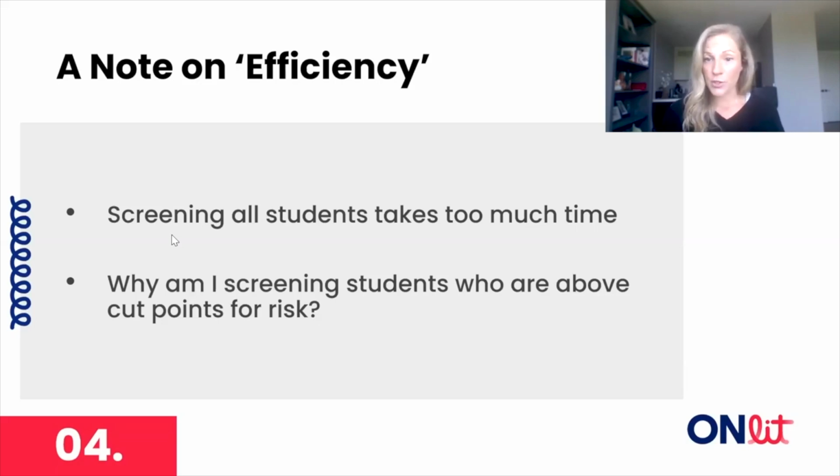In efforts to decrease testing time, it is often asked by teachers and school-based administrators, why do we have to screen students who have already demonstrated they are at or above cut points for risk? If we screen students at the beginning of the year and don't screen students who scored at or above again until the end of the year, or maybe not at all again that entire year, we are making assumptions about the instruction provided and the degree to which the student is responding to that instruction.